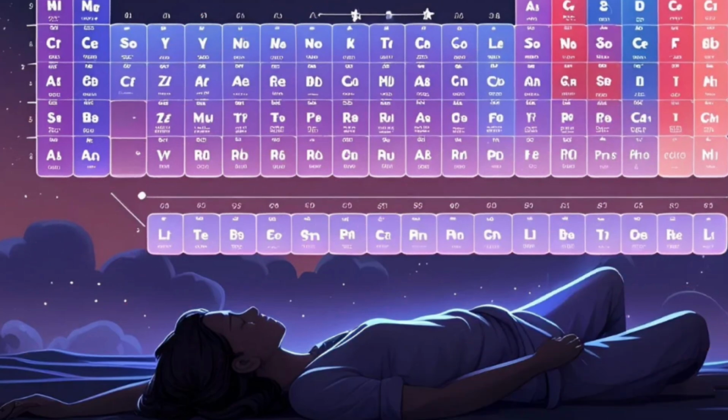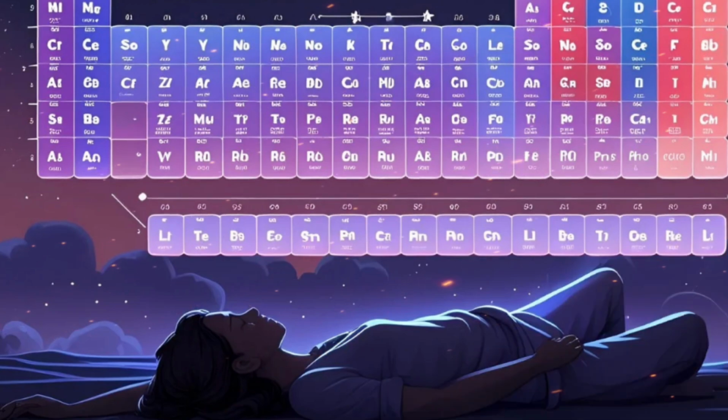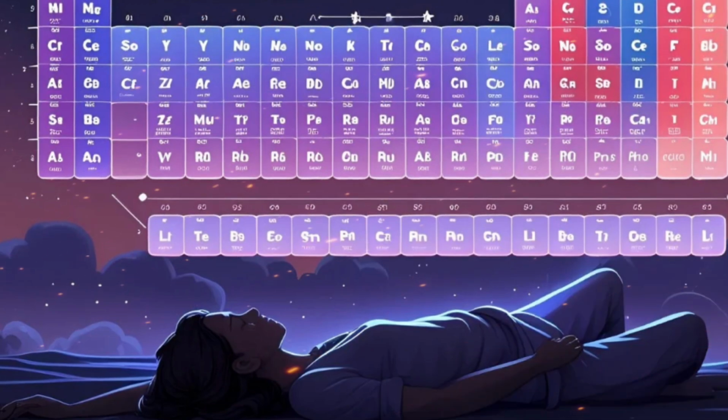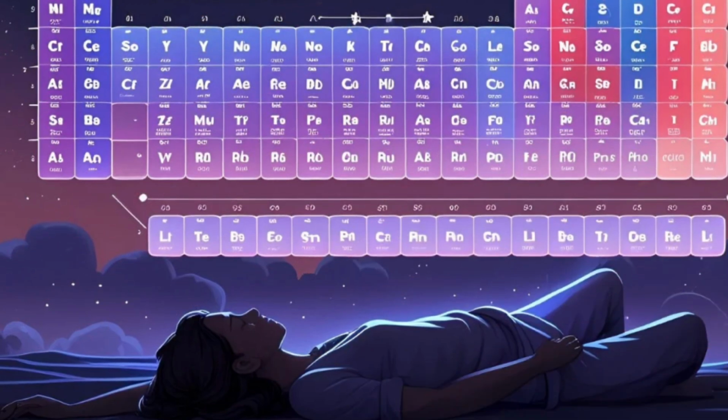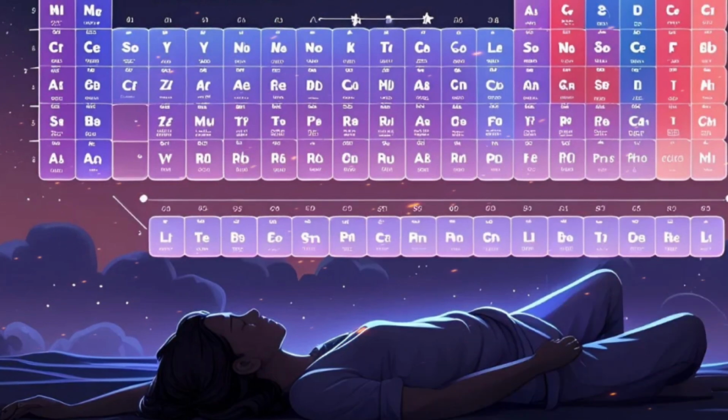Group 2 elements show how a simple shift from 1 to 2 valence electrons can lead to a wide range of properties, from gentle structural stability to dramatic flame reactions. Their chemistry is balanced, steady, and essential to both the Earth and the life it supports.